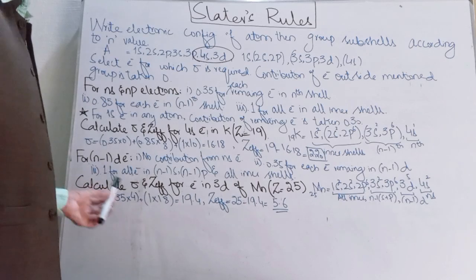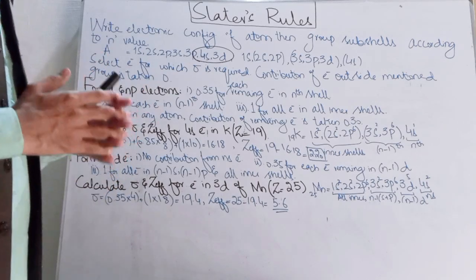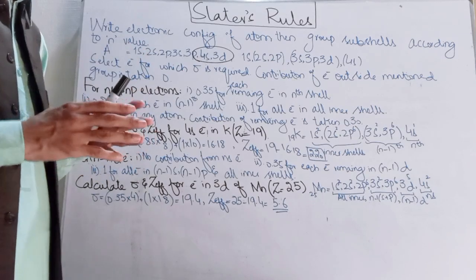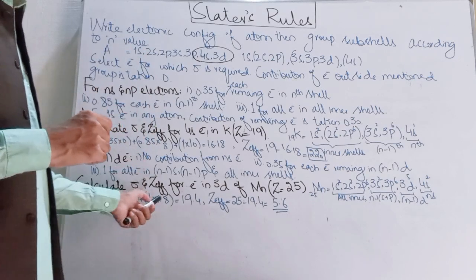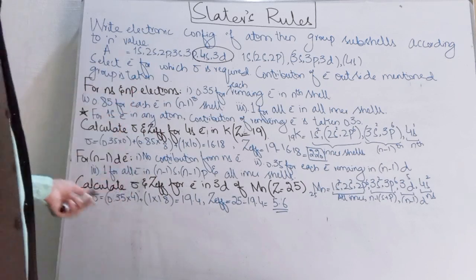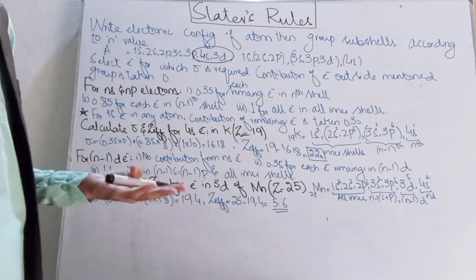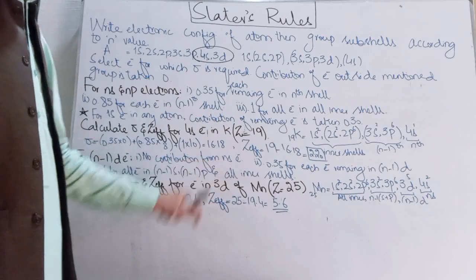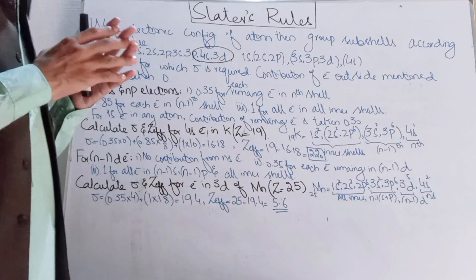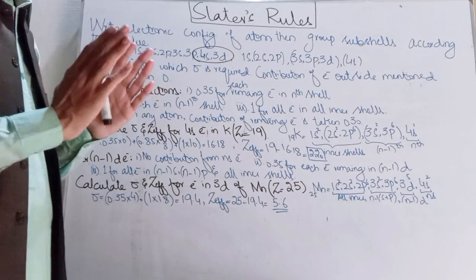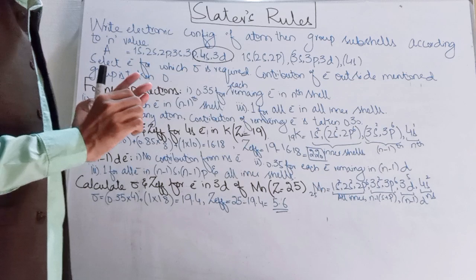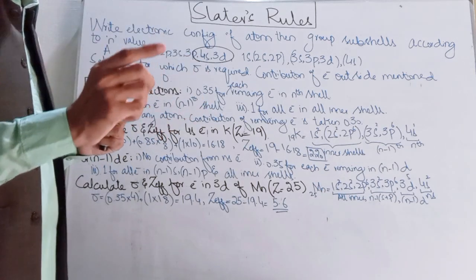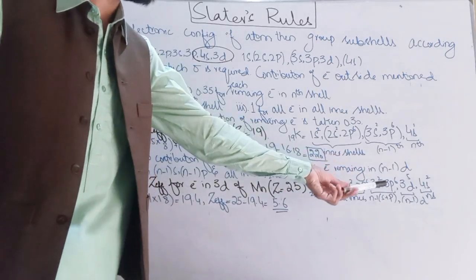The next step is we have to calculate the value for any electron present in the n-1 d orbital. And you know that the n-1 d orbital is considered for the transition metals, so in this case we would consider the transition metals only. Here are some rules for the n-1 d calculation. No contribution from the ns electron. In the case of transition metals, the principal quantum number for the d orbital is 1 less than the principal quantum number of the outermost shell. So this is n-1 d.